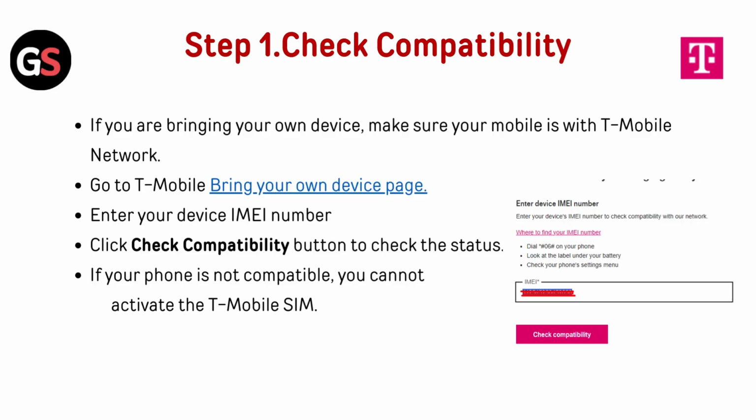Enter your device's IMEI number. Click the Check Compatibility button to check the status. If your phone is not compatible, you cannot activate the T-Mobile SIM.